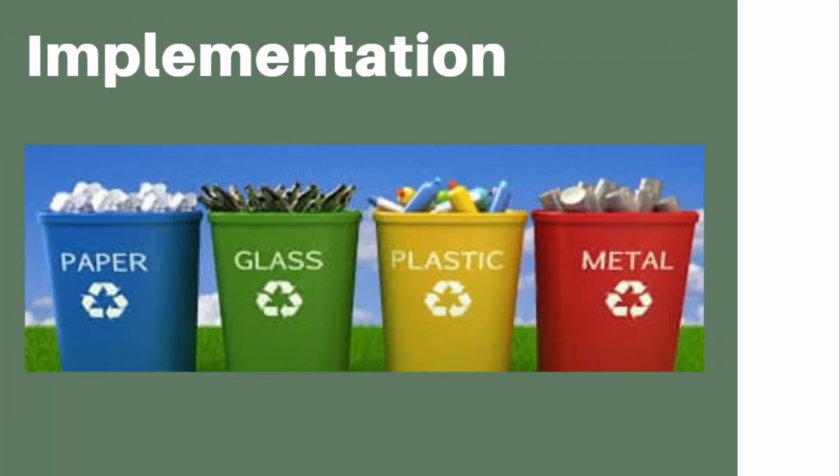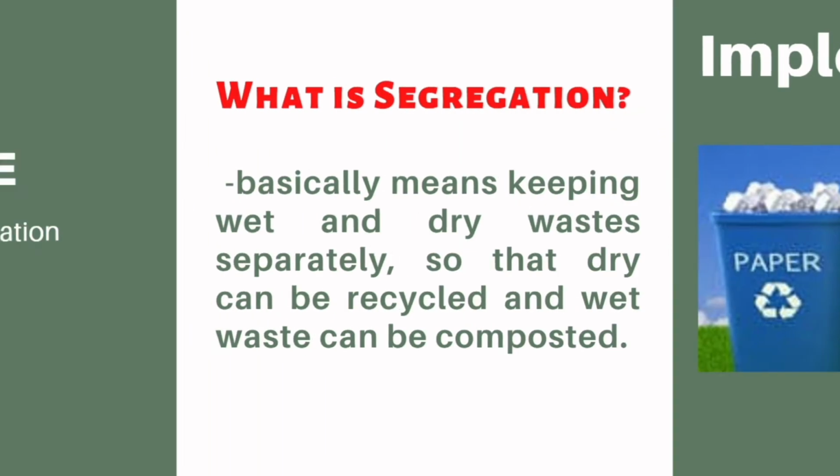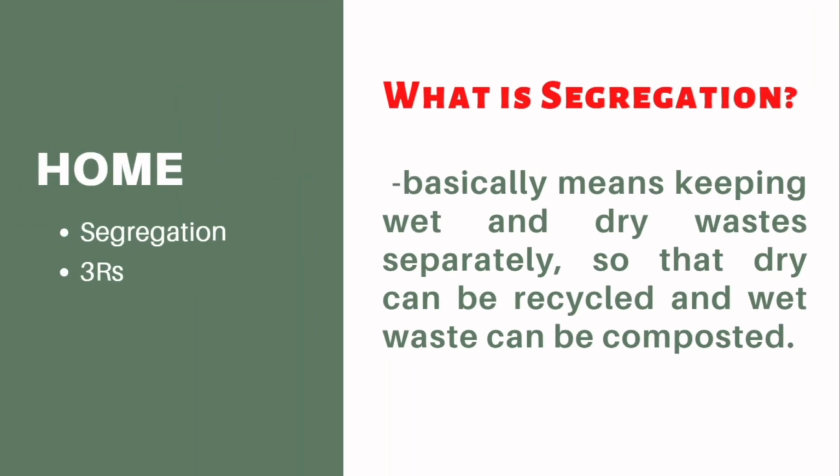Then what are the proper ways of doing or implementing waste management? It should start at home. At home, we must practice a proper waste management. How to do that? It is simply segregation and the 3 R's. Let's discuss about segregation. What is segregation? It is basically keeping wet and dry waste separately so that the dry can be recycled and the wet can be composted.